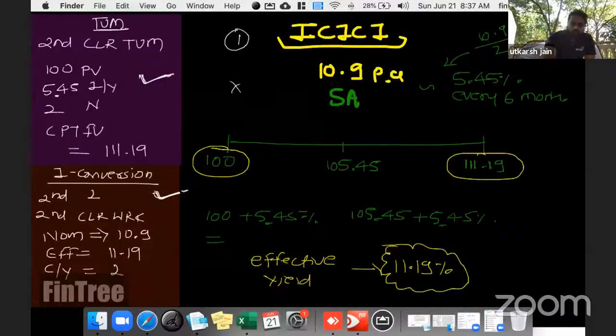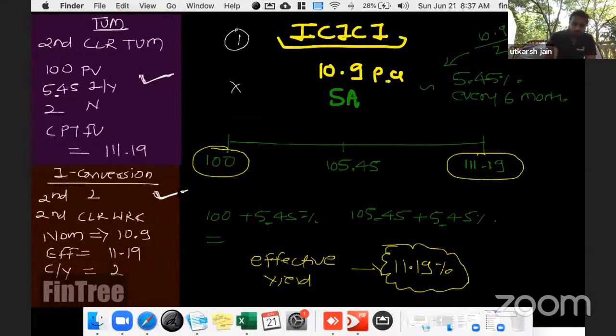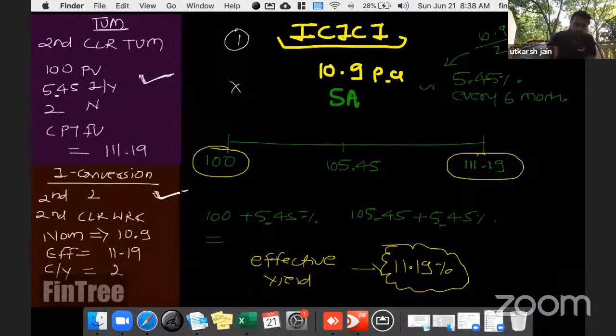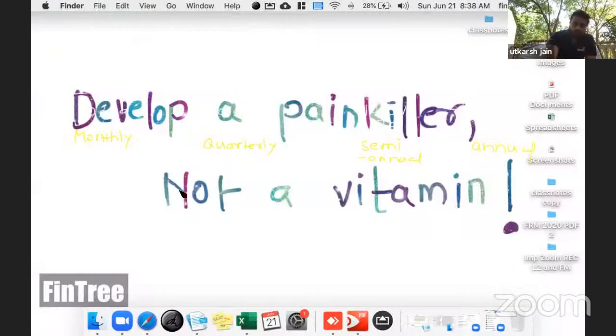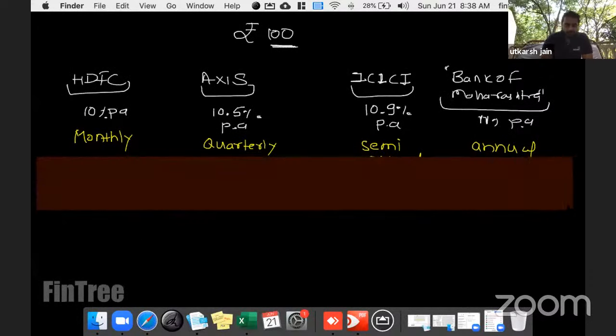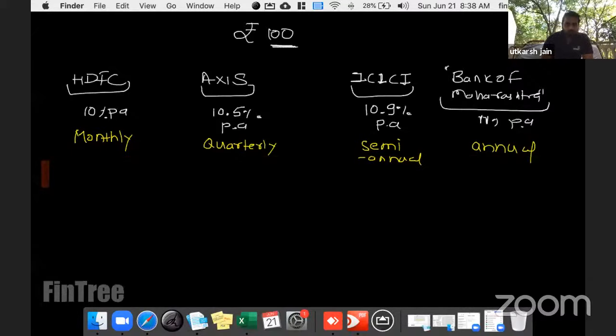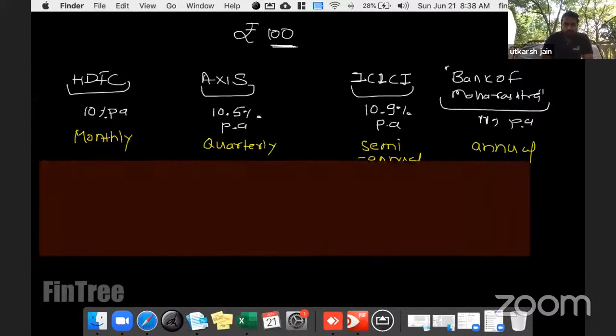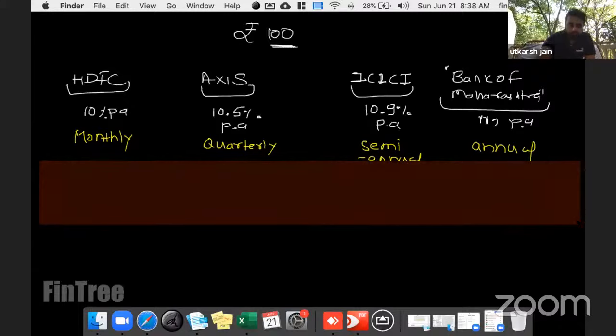And that's what I want you to do now. Solve all of these questions using both the methods, the TVM method as well as the I conversion method. And then once we solve them using both the methods, then we figure out which one is the best one out of these.